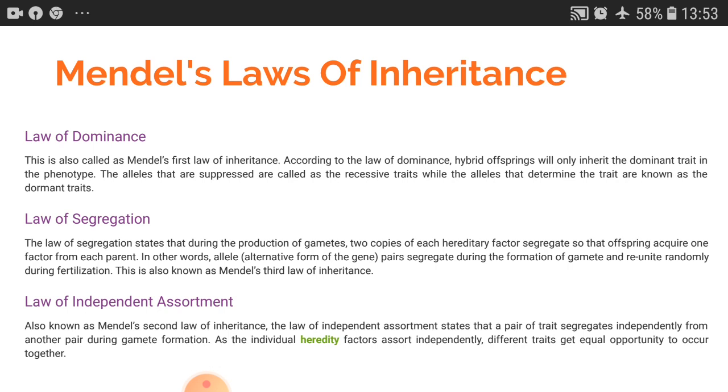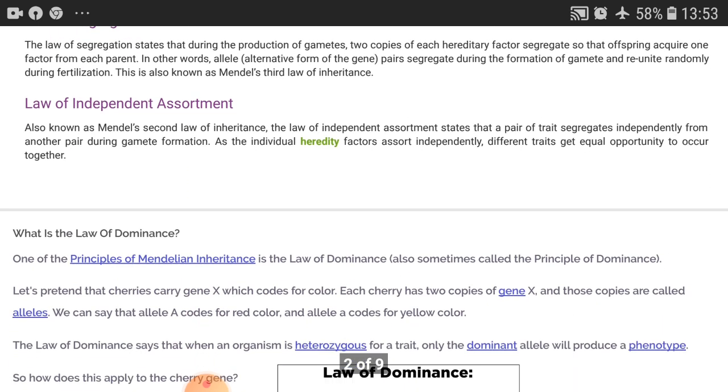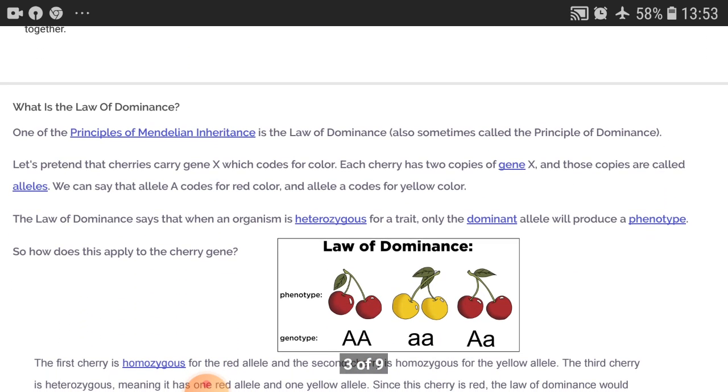Law of independent assortment. It states that a pair of trait segregates independently from another pair during gamete formation. As the individual hereditary factors sort independently, different traits get equal opportunity to occur together. We will take all these one by one. We will start with the law of dominance.